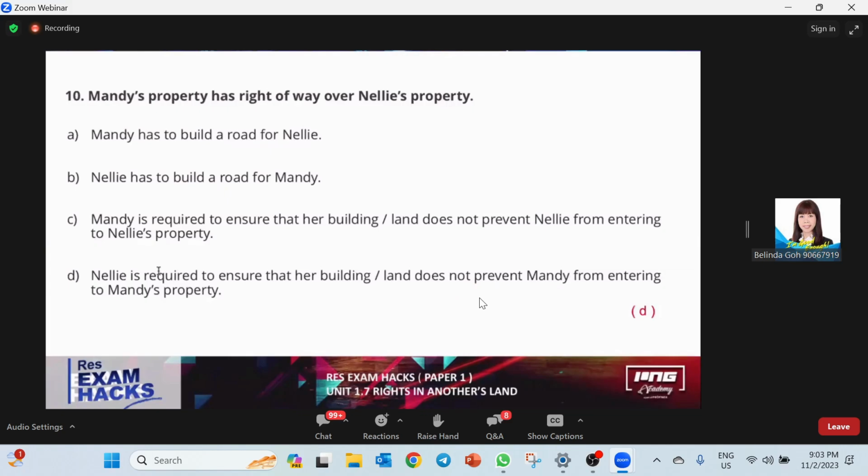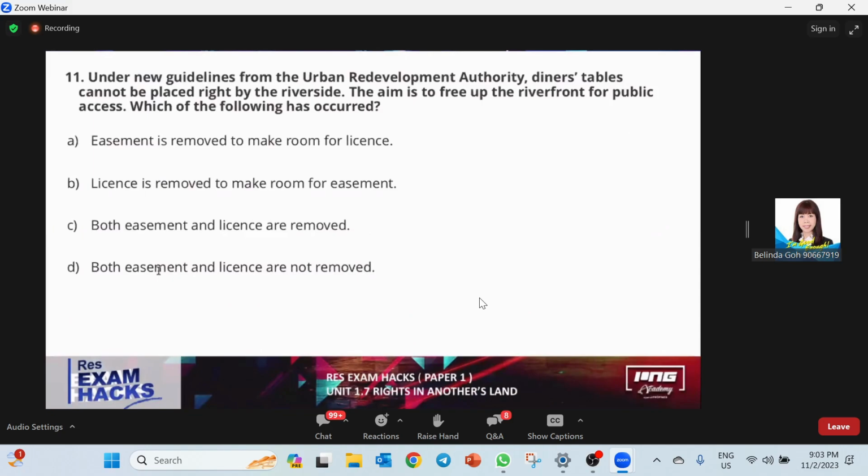Right. So now, under question 11, under the new guideline of URA, diners' tables cannot be placed right by the riverside. You know, as Clarke Quay, Boat Quay, all that, they always place their dining tables outside their restaurant along the river. The aim is to free up the riverfront for public access. URA don't approve them to put, but some they do. Which of the following has occurred?